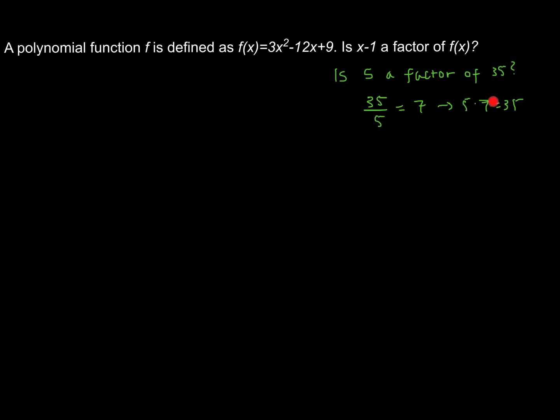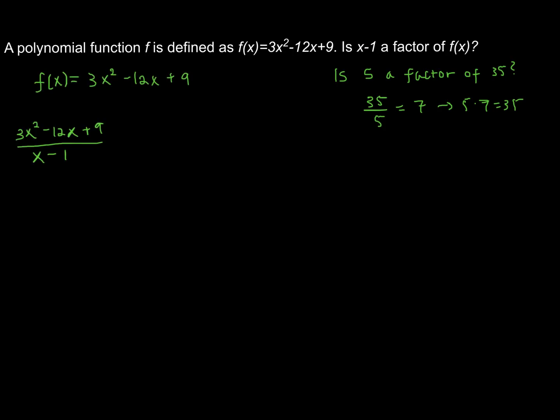There's no need to add on anything at the end. You just multiply it by 7. So let's apply that same idea here. If we want to know if 3x squared minus 12x plus 9 has a factor of x plus 1 or x minus 1, we'll take 3x squared minus 12x plus 9 and divide it by x minus 1.